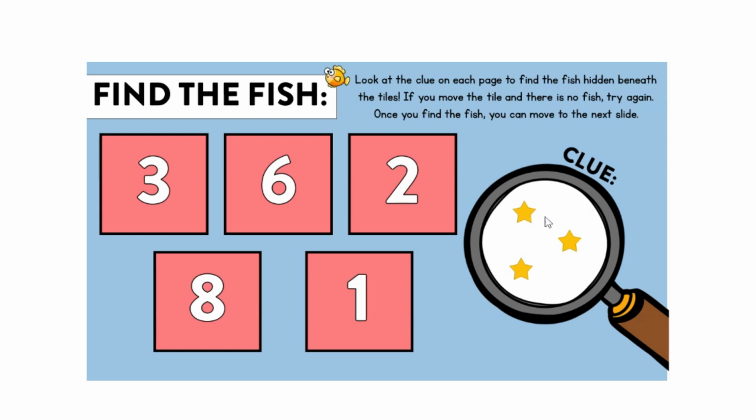Students will open it up and they will have to look at the clue, and then once they determine what number is inside the clue, they can actually move the tiles here to see if they found the fish. In the directions, I explained that on the first try, if they didn't find the fish, then they should try again. And then once they find the fish, they can go on to the next slide.